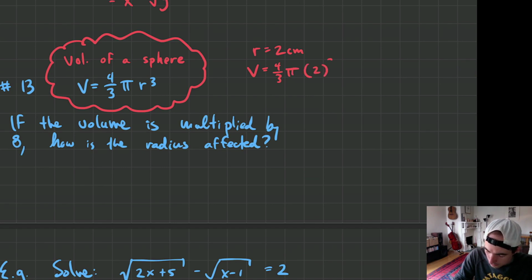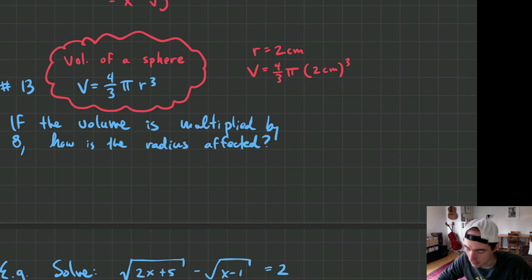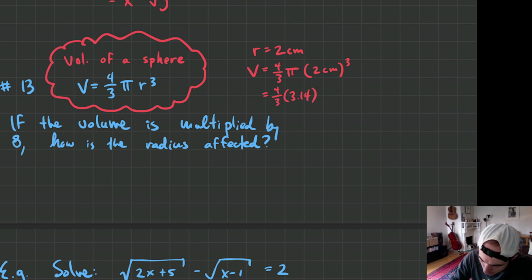So in this case, we'd have 2 cubed. And if you want to be very specific, you could say it's 2 centimeters cubed, and then you'd have your appropriate unit, centimeters cubed. So in this case, we'd have 4/3, and I'm just going to say this is 3.14, and then 2 cubed is 8. So I've got 8 centimeters cubed, and we're just going to multiply all these together. So 8 cubic centimeters, and we can plug that into a calculator really quick.